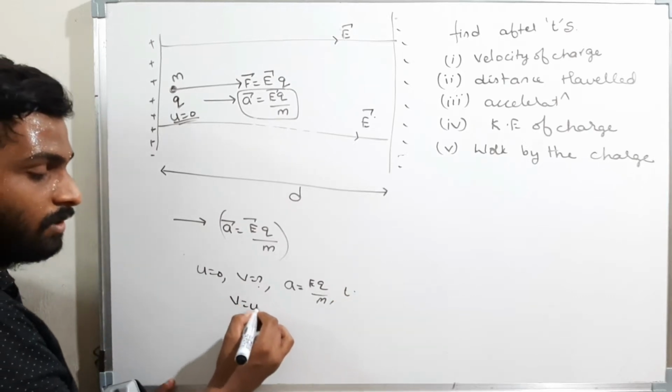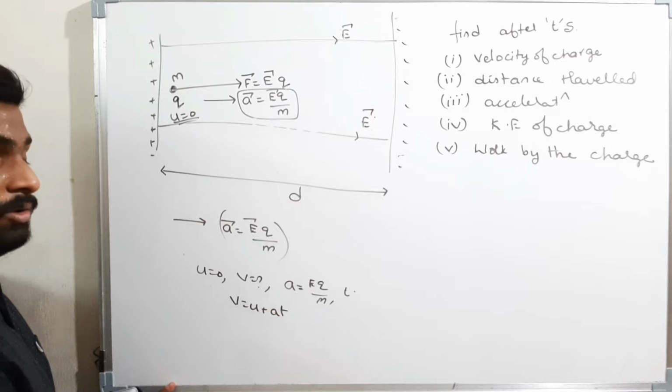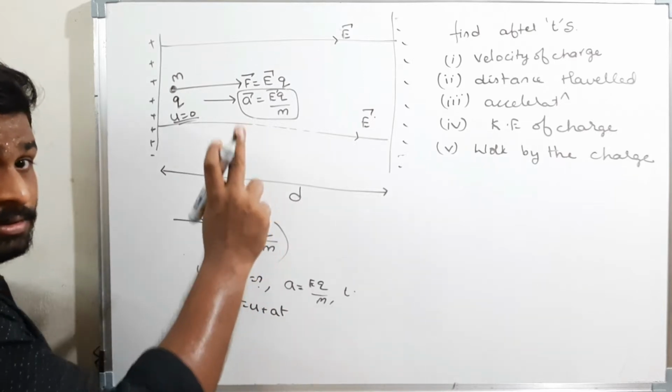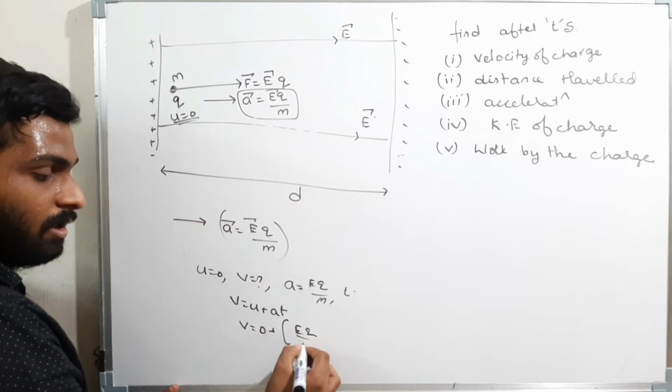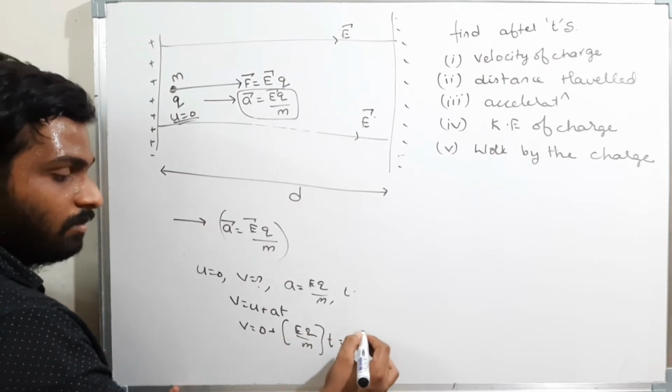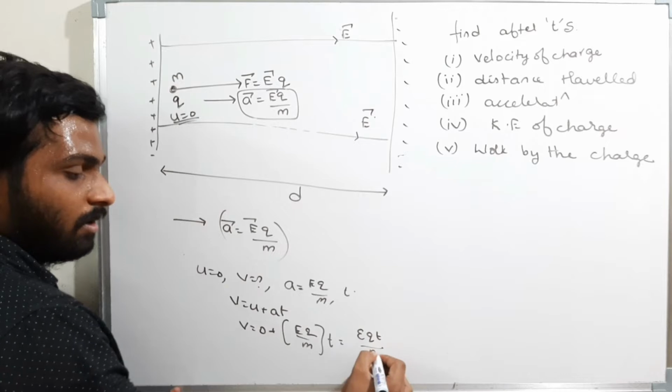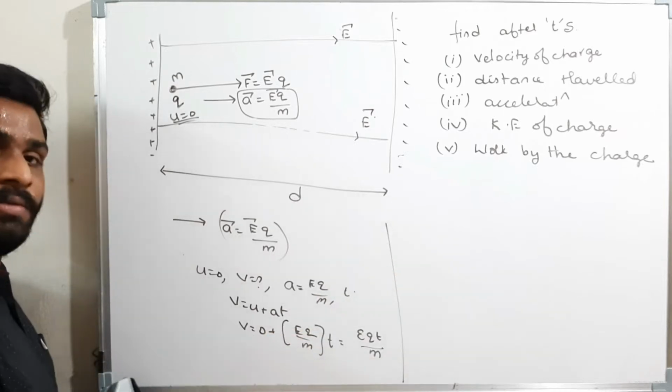v is equal to u plus at. Now they told to find the velocity after some time t. Therefore, v is equal to 0 plus what is the acceleration? eE by m into t. Therefore, nothing but eEt by m. Now you got the velocity, well and good.